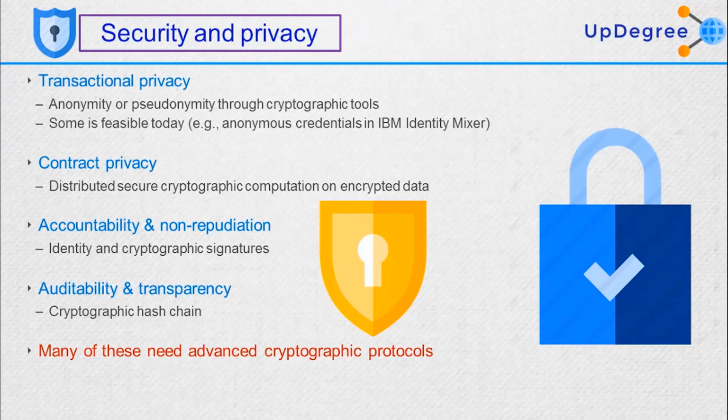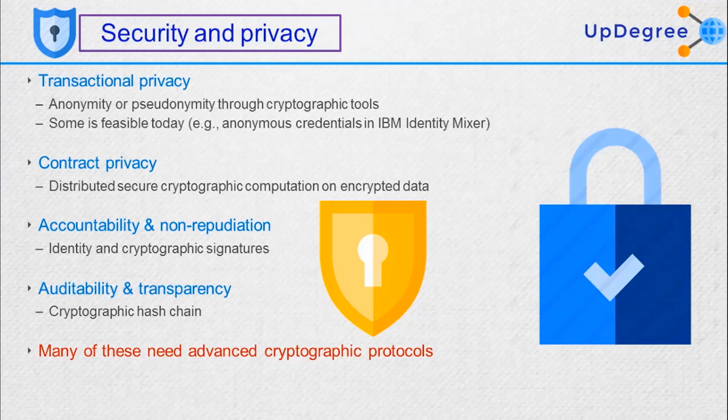So there is transactional privacy because you have cryptographic tools. There is contractual privacy because it's again computation with encrypted data. There's accountability and non-repudiation because your identity is masked. And at the same time, in a private blockchain, who is the identity? It's auditable, it is transparent. That's all we have seen.